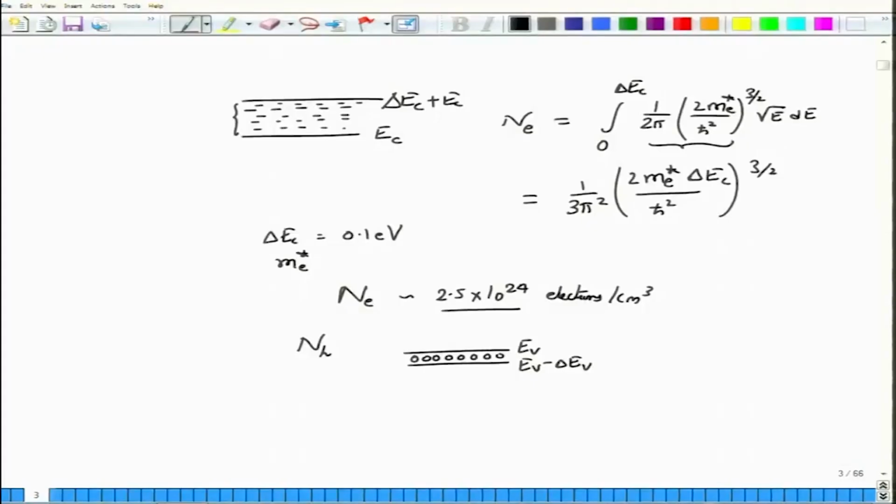So, instead of carrying out this entire equation, you can relate NH and NE to MH and ME stars, and then show that delta EV will be roughly 0.012 electron volt. So, for the same number of carriers, in one case the energy spread is about 0.1 electron volt, and in the other case it is about 2 orders of magnitude smaller, for the holes.